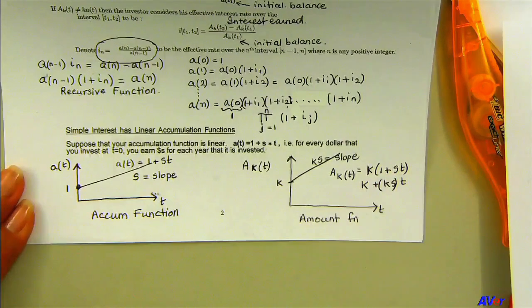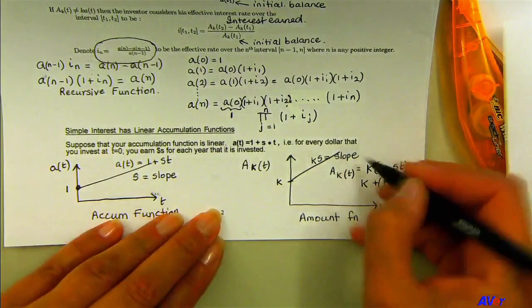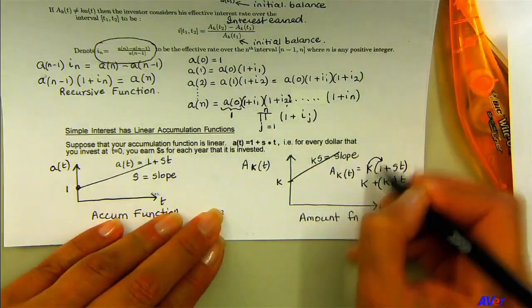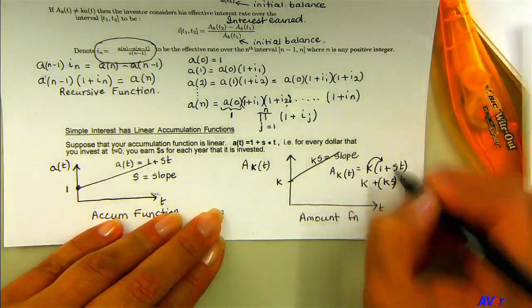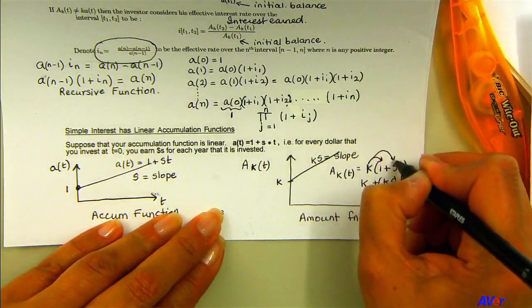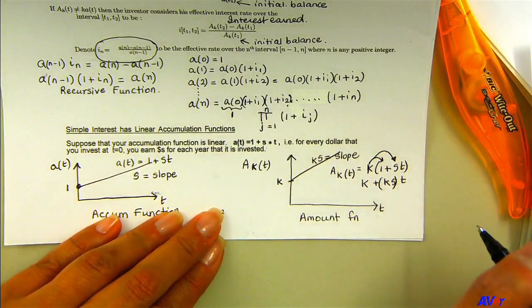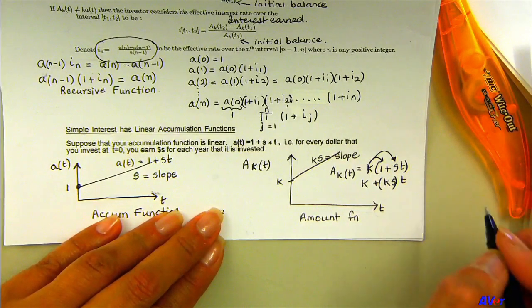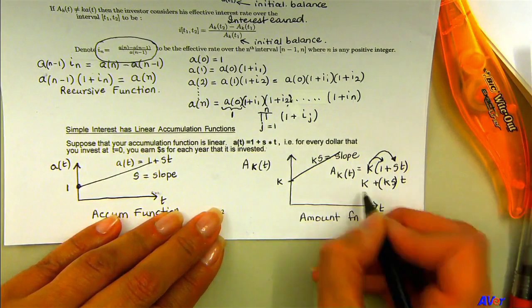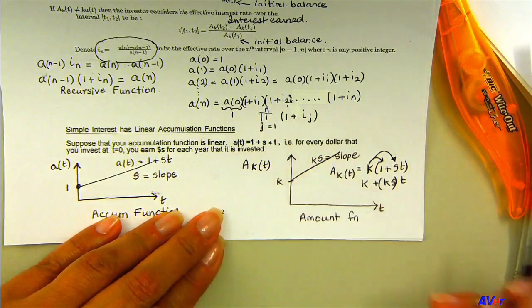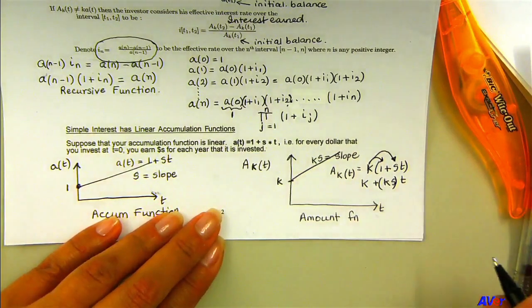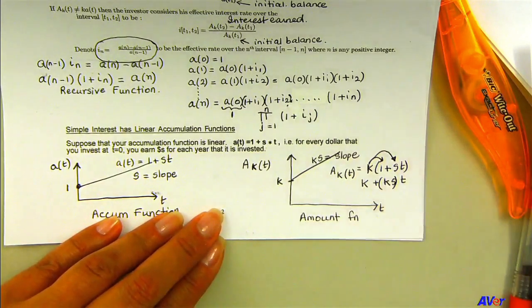On the right-hand graph, why is this still ks and not s? Because when you distribute this, k times 1, you get k. And when you distribute this, you get kst. So the stuff that comes before the t is the slope, right? Because I'm comparing to y equals mx plus b. So my b is k, that's the y-intercept, and my slope is ks times t. Get it? What's your question?